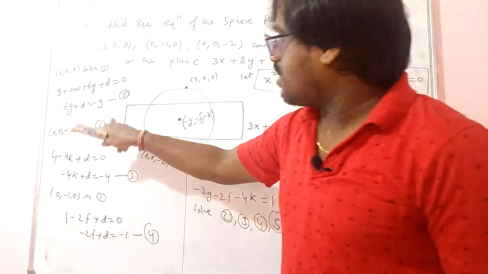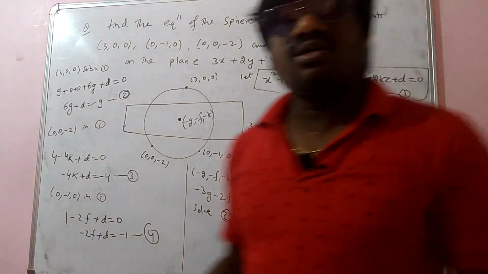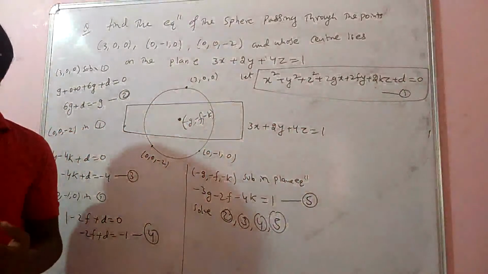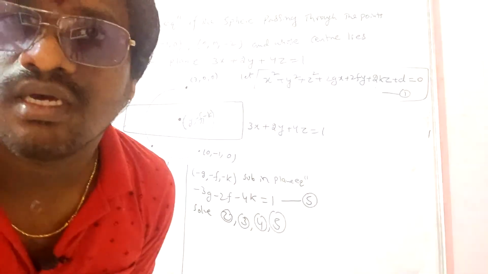See what you do here, the second, third, fourth, fifth, simplify these three, you will get the g value, f value, k value, d value. You substitute in this, then that will be the equation of the plane.